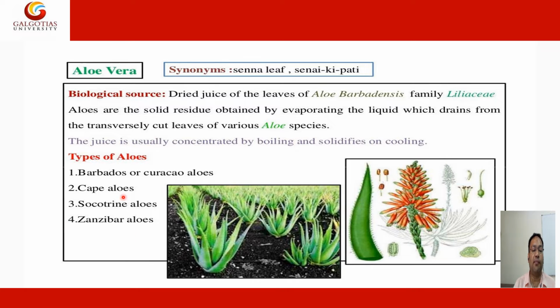Types of aloe like Barbados and Curacao aloe, Cape aloe, Socotrine aloes, Zanzibar aloes. These are the photographs of the field in which aloe is cultivated, and this is the flower and the leaf of the aloe.